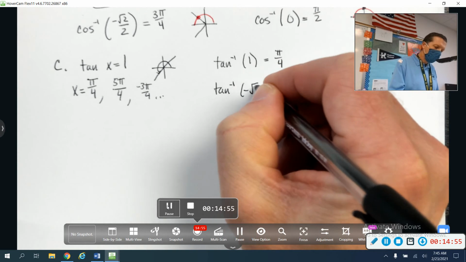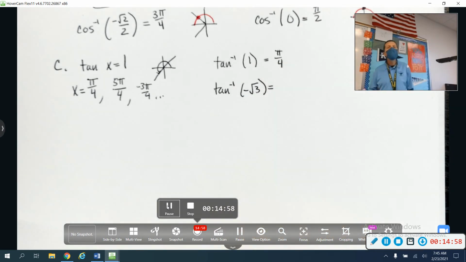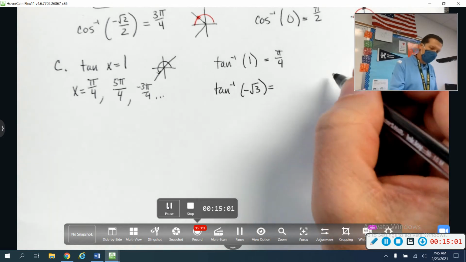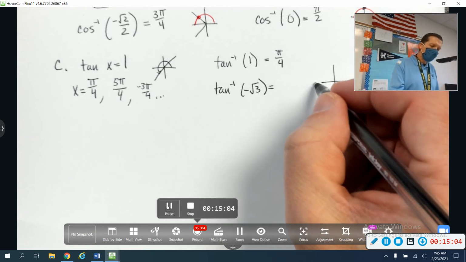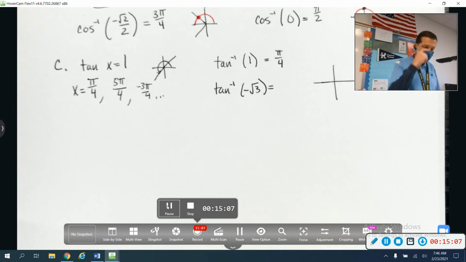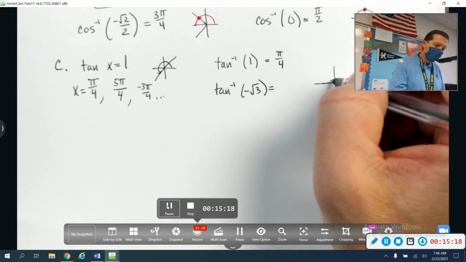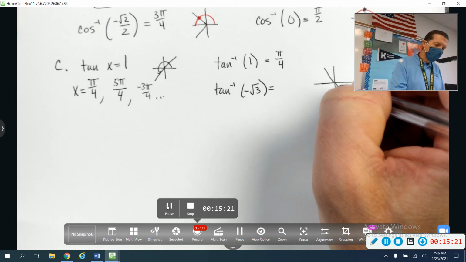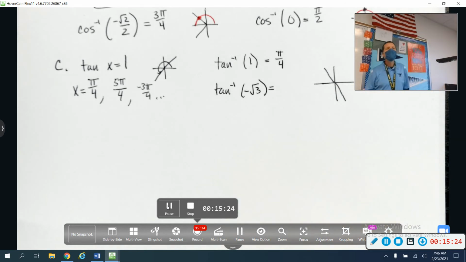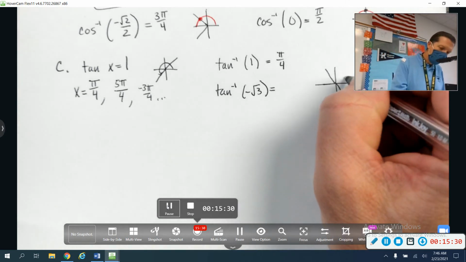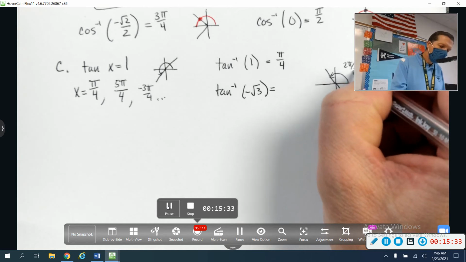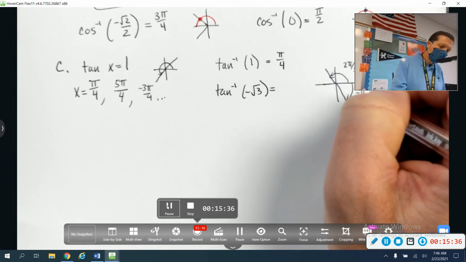Inverse tangent of negative square root of 3. Inverse tangent. Negative is in the second and fourth. If you remember the tangent shortcut, 3 goes with 3 and 2 3s make 6. So I know this is an over 3 angle in the second and fourth quadrant. So it's either 2 pi over 3 or negative pi over 3.